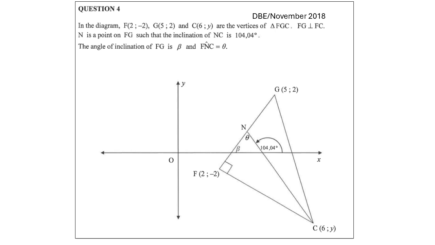Let's look at the next question. In the diagram, F(2; -2), G(5; 2), and C(6; y) are the vertices of triangle FGC. FG is perpendicular to FC. N is a point on FG such that the inclination of NC is 104,04 degrees, and the angle of inclination of FG is beta, and angle FNC is equal to theta.